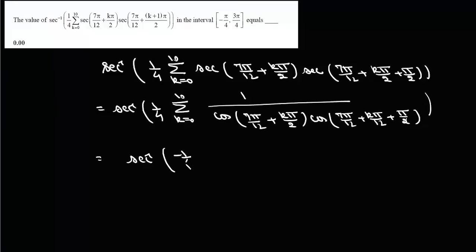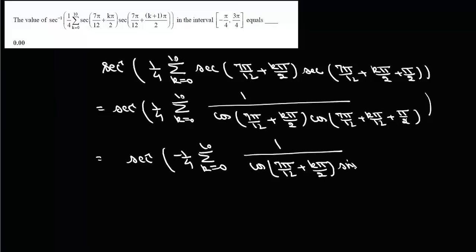We'll take minus sign out, and then we have this summation k varies from 0 to 10, and it will be 1 upon cos 7 pi by 12 plus k pi by 2 into sine 7 pi by 12 plus k pi by 2. I will multiply and divide it with 2. Now this is 2 sine A cos B, so it will be sine 2A, and this 2 and 1 by 4 will cancel.